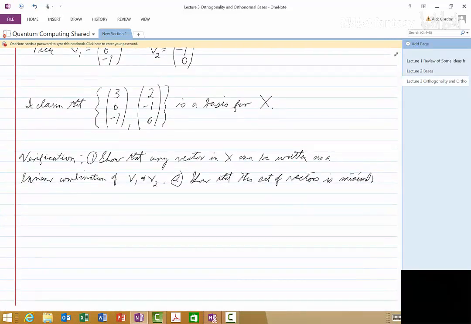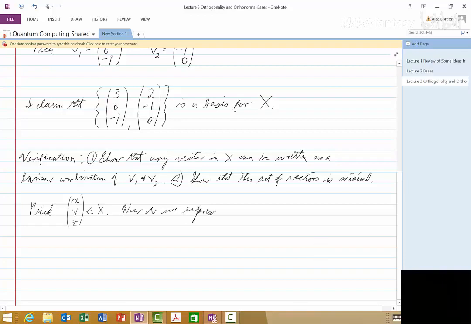Okay, so let's see how this will go. Well, let's pick a general (x, y, z) vector in X. How do we express this vector in terms of v1 and v2?